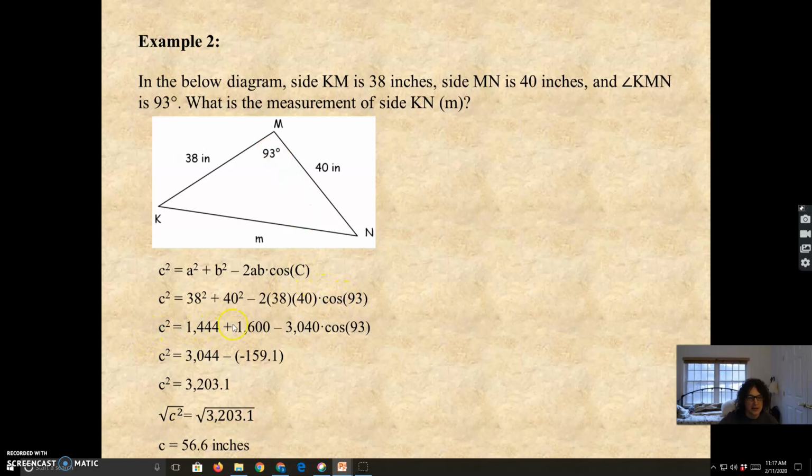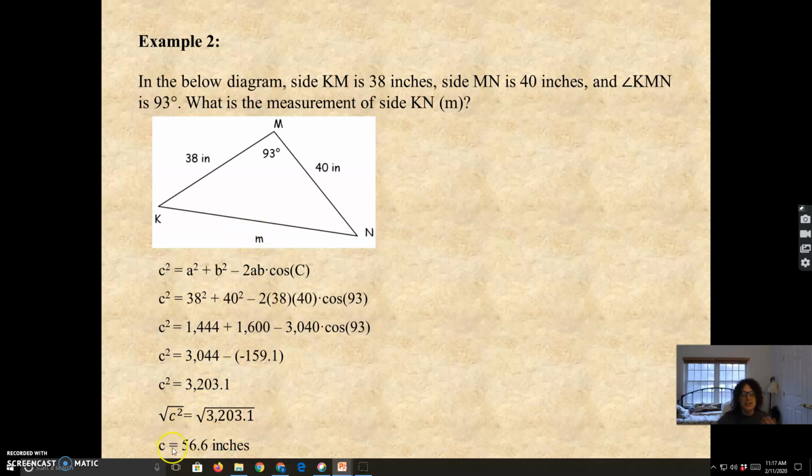We do our calculations to determine that c squared is equal to 3,203.1. We square root both sides to get what c is, which is our side, and we get 56.6 inches. And there it would be, 56.6 inches for c.